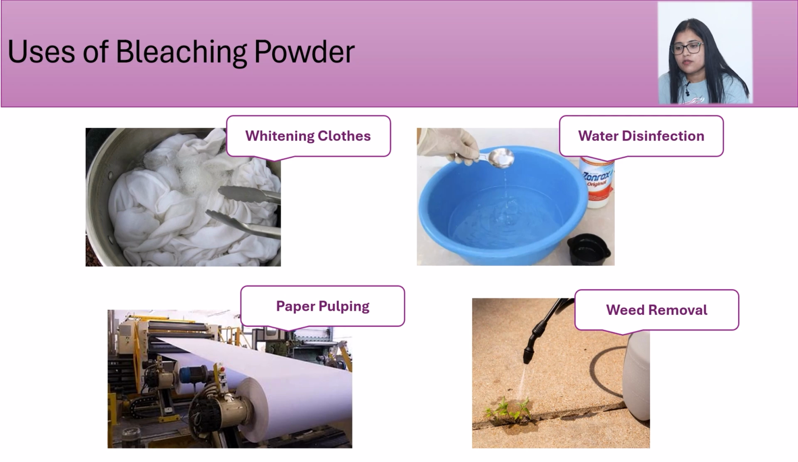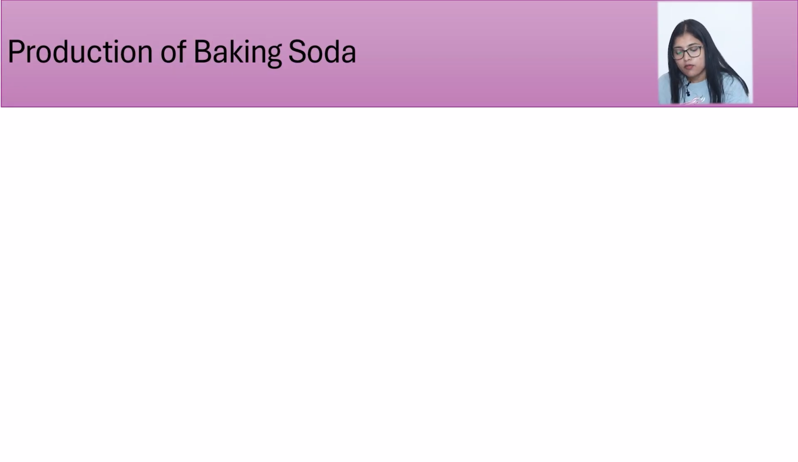Common uses of bleaching powder include whitening of clothes, water disinfection, paper pulping, as well as removal of weeds in gardening. Baking soda can also be produced from common salt, and this involves some raw materials other than salt, including ammonia, carbon dioxide, as well as water.